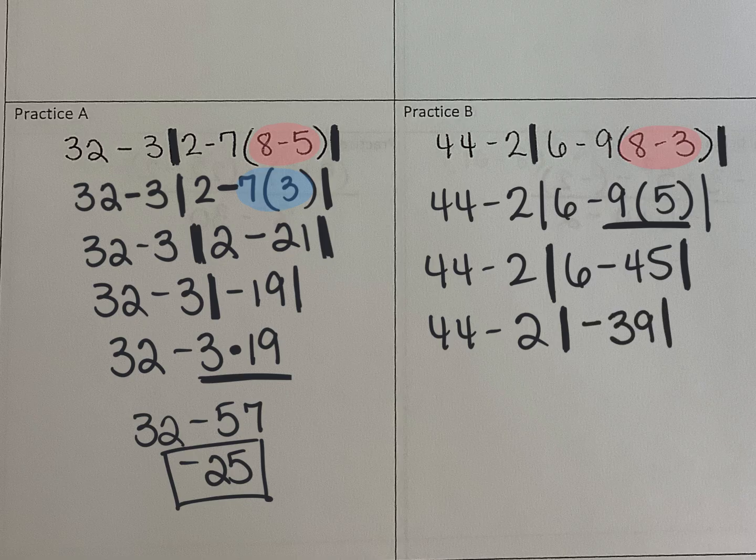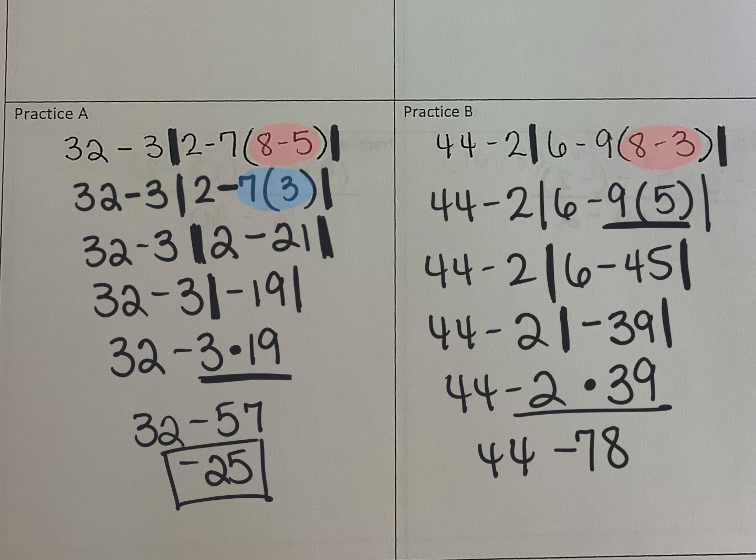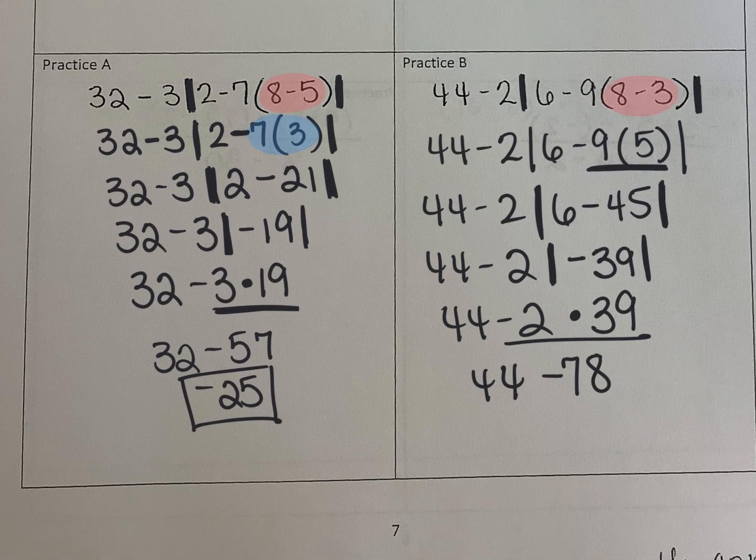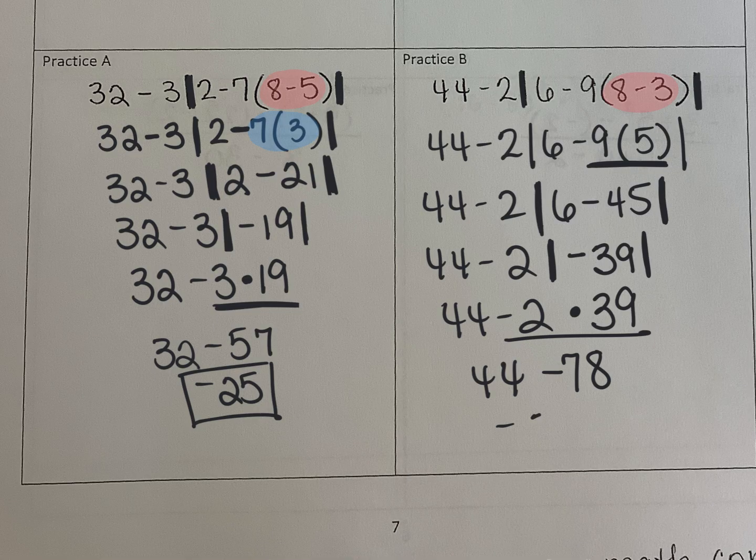And then we change negative 39. The absolute value of that would be what? Positive 39. So you have 44 minus 2 times 39 again. What is 2 times 39? 78. And 44 minus 78? Negative 34. Questions? All right.